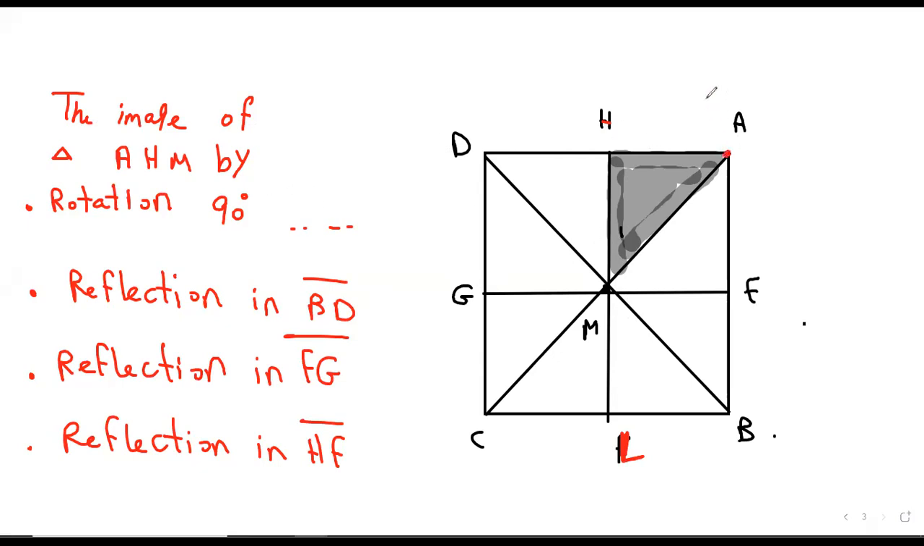To find the rotation 90, determine the direction and take it vertex by vertex. So rotation 90 about M. Here we are going to rotate about M. When rotating A by 90, you will get the point D, because this angle is 90. So we'll write here D.